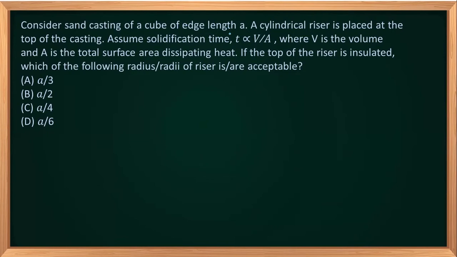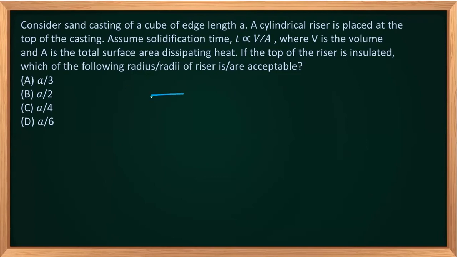So we are casting a cube of edge A, and a cylindrical riser is placed on the top of the casting. Assuming the solidification time T is proportional to V by A, where V is the volume and A is the cross-section area of heat dissipation. If the top of the riser is insulated, which of the following radius or radii of the riser is acceptable? I think the catch here is 'radii', which means there are multiple options. If there are multiple options, let's solve this problem.